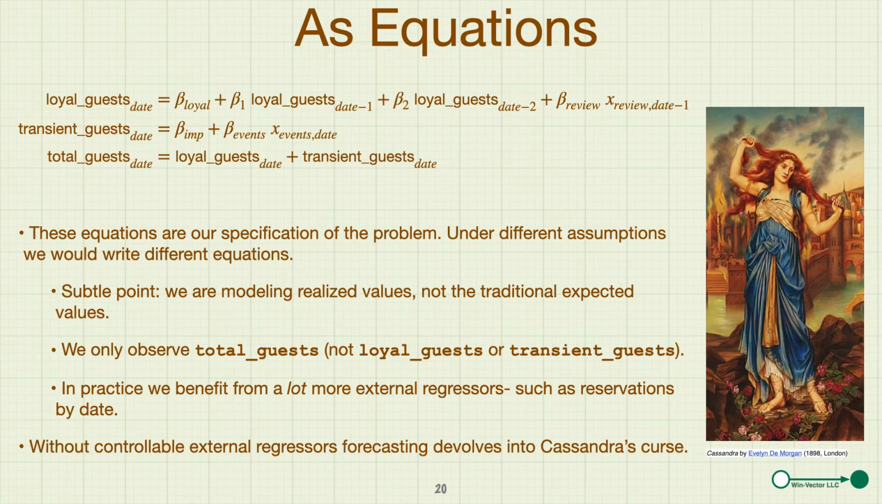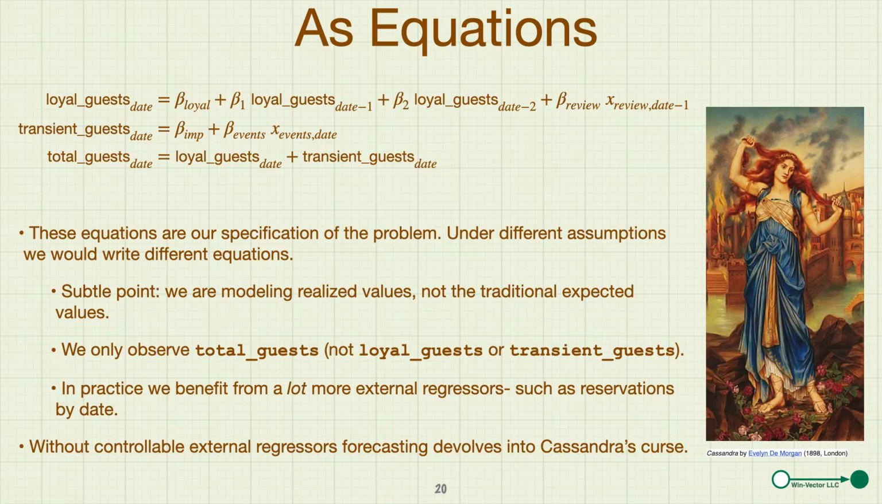There's loyal guests, and they're part of the autoregressive process. The number of loyal guests on a given date is some linear function of the loyal guests on some previous dates, plus an external or durable external regressor, such as restaurant reviews. Then there's the transient guests, which are just some function of external regressors. You notice the loyal guests have loyal guests on both sides of the equation. The transient guests have it only on the left side of the equation. How many transient guests are here Monday doesn't affect how many transient guests appear Tuesday.